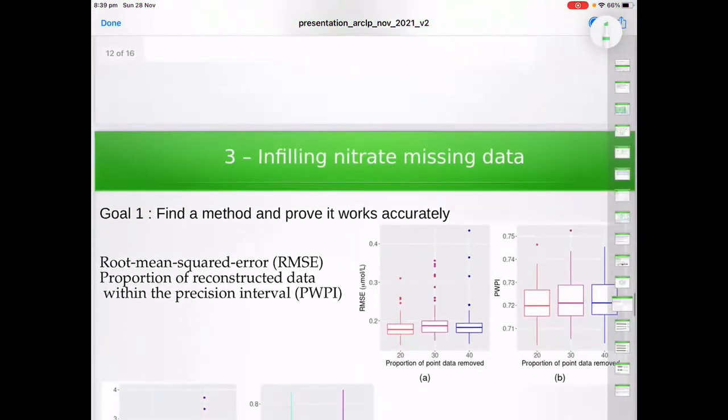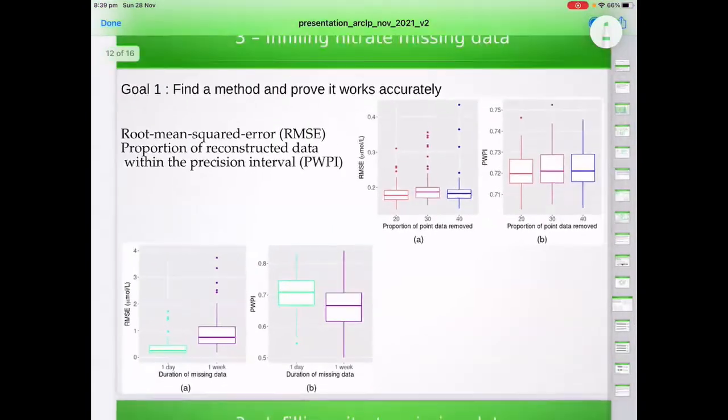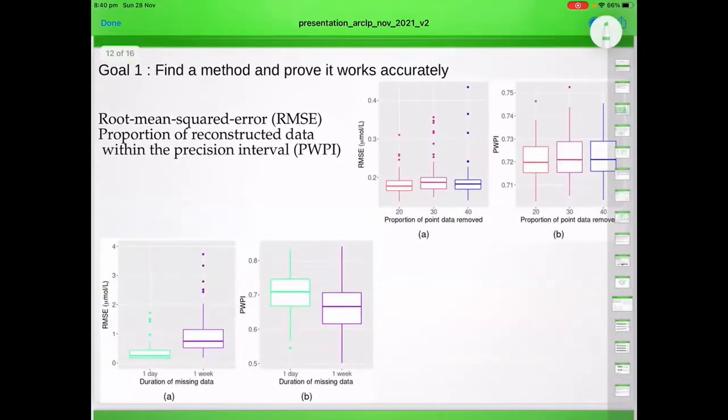Okay, so I will present some results. To evaluate if our framework is going well, we evaluate the root mean square error, and we also look at the proportion of reconstructed data within the precision interval. What is the precision interval? It is the detection limit of the sensor.